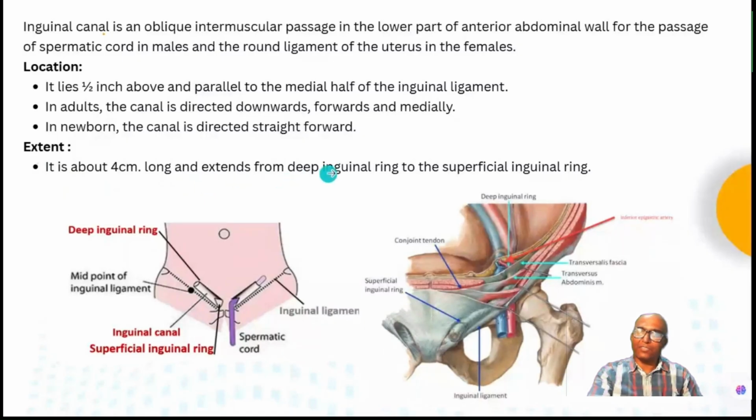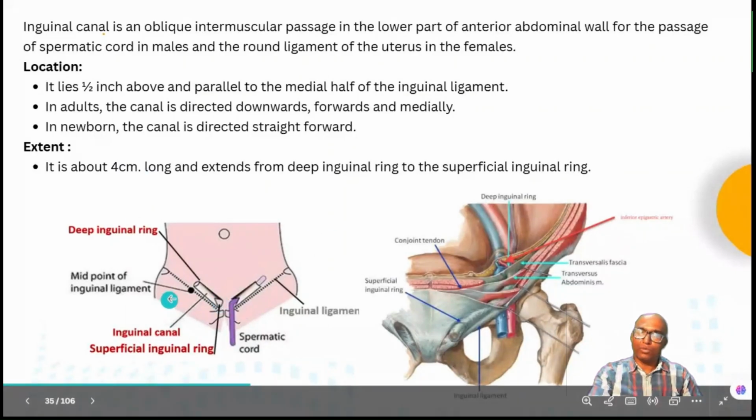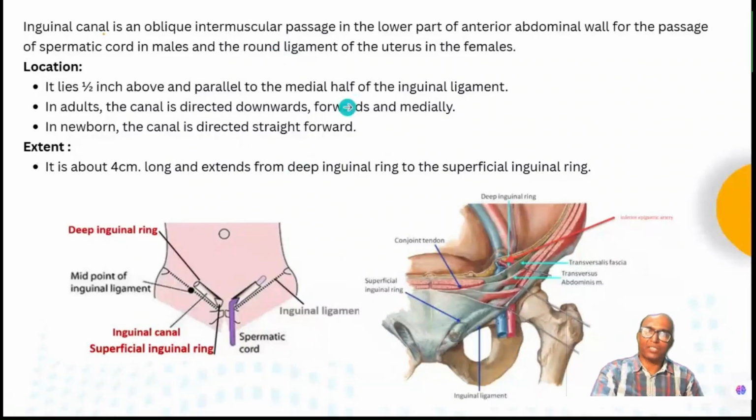It is long and extends from the deep inguinal ring. So the deep inguinal ring is here, and the superficial inguinal ring is here. In between these two lies the inguinal canal, and it will transmit the spermatic cord in males and the round ligament in females.